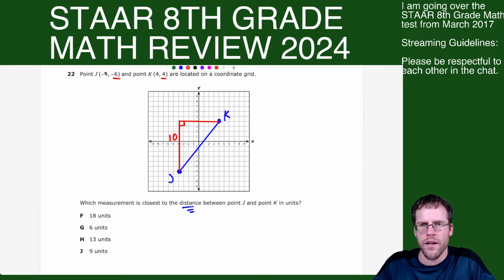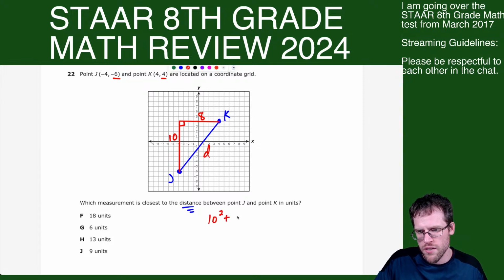And then I have to go from -4 to +4, which would be 4 to the right. Another 4 to the right would be a run of 8. Okay, so that would be this. So then from here, I'm looking for the distance between these 2 points. I could call the distance D, and I could say 10 squared plus 8 squared is equal to D squared. And then just take the square root of both sides to solve for D.